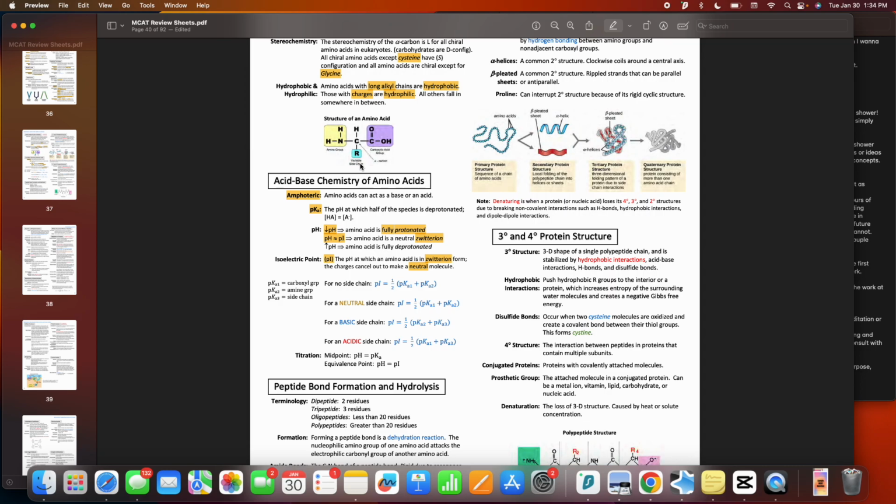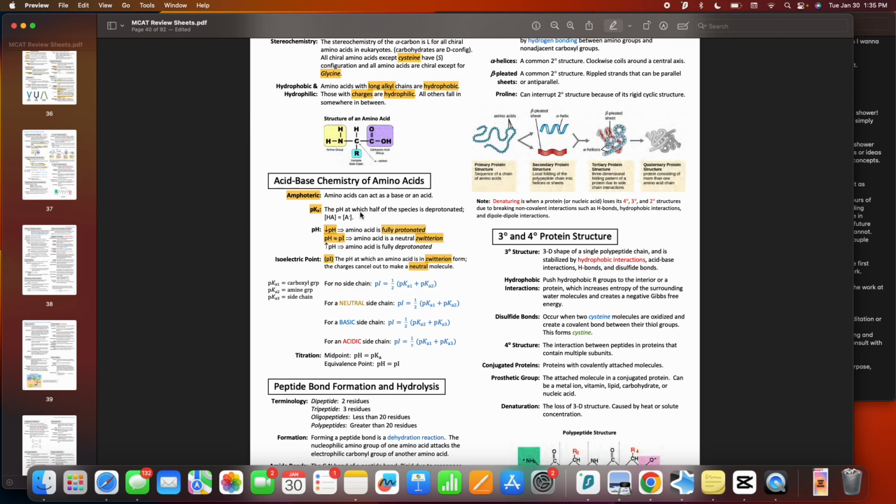But for a basic side chain, it's half of pKa2, which is the amino group, plus the basic side chain's pKa3. So this is our third one. Again, the first one is the carboxylic acid because it's the most acidic, so the lowest pKa. You can see pKa as the pH at which half of the species are deprotonated.